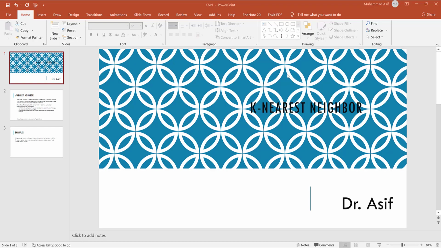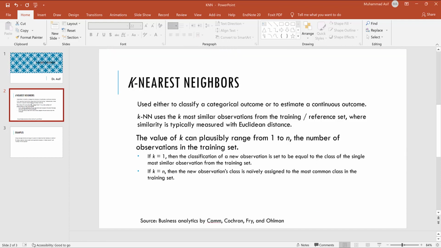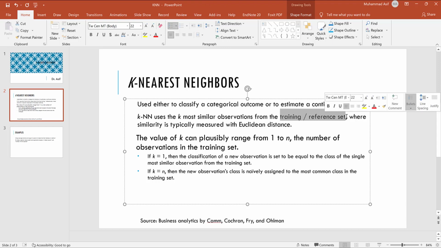This video explains KNN, that's also called K nearest neighbor. K nearest neighbor is a technique that is used to classify or categorize a query by comparing it against some already existing data. The data that already exists is called the training or reference set, and the data for which we have to make a decision is called the query. So the query is compared against the already existing reference set to categorize it.